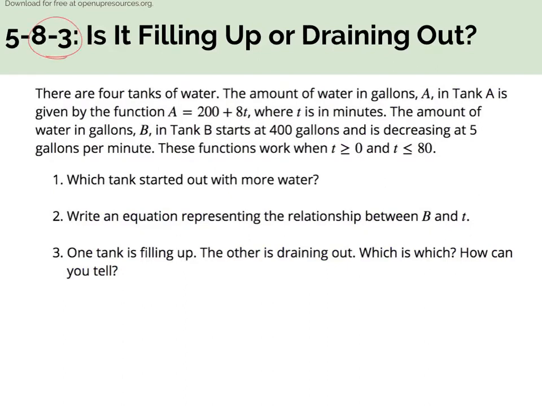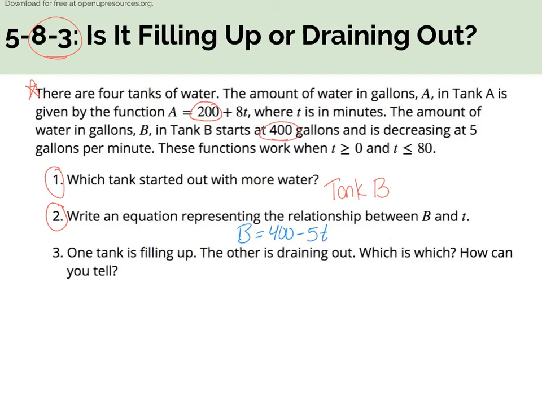Okay, activity 3 should feel familiar as well. We're talking about tanks of water. I want you to read the problem on your own and then try numbers 1 and 2 before you start the video again. For number 1, tank B starts out with more water because it states that tank B starts with 400 gallons, whereas in the equation for tank A, you can see it starts out with 200 gallons.